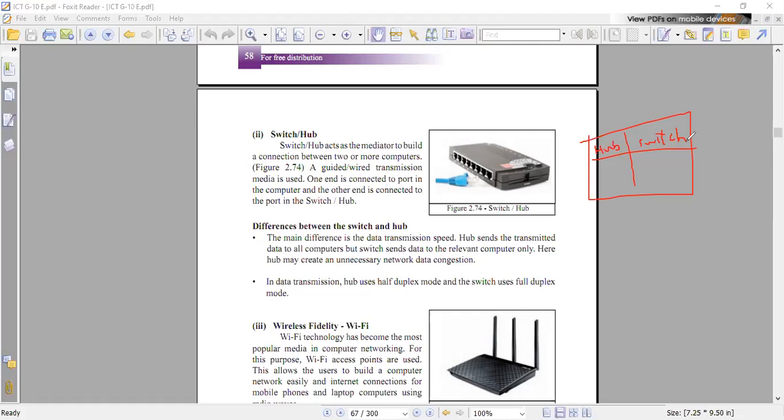And the switch is an intelligent device. It sends data only to the relevant computer.